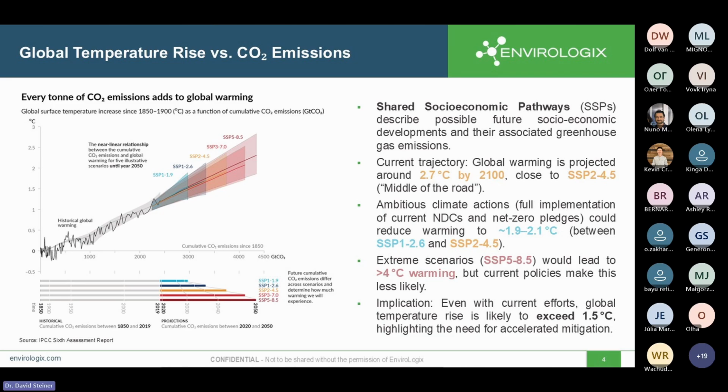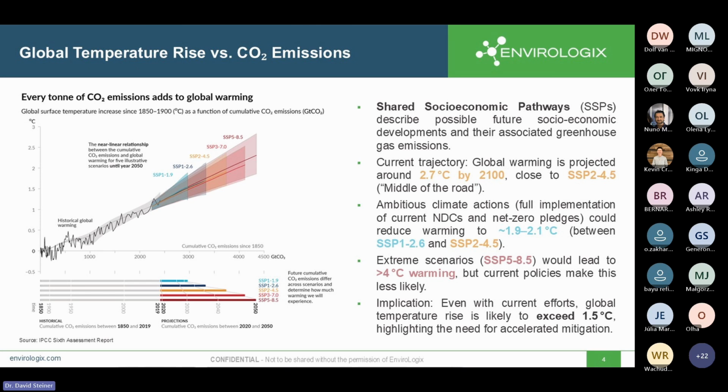And here on this slide, we can see how global warming relates linearly to cumulative CO2 emissions, illustrated with the so-called shared socioeconomic pathway scenarios, which basically combine societal development with emission trajectories. So that means, in short, for SSP values, lower values like 1 to 1.9 represent very ambitious climate action, whereas scenarios with a higher number, 5 to 8.5, represent high-emission, fossil-fueled growth.